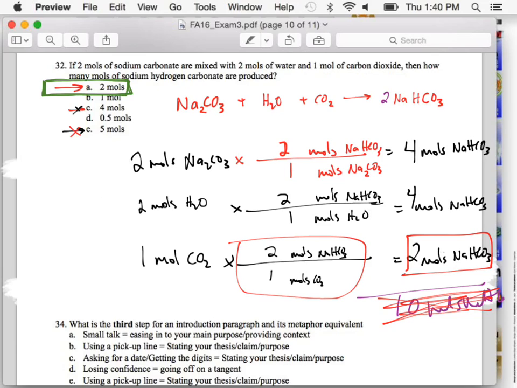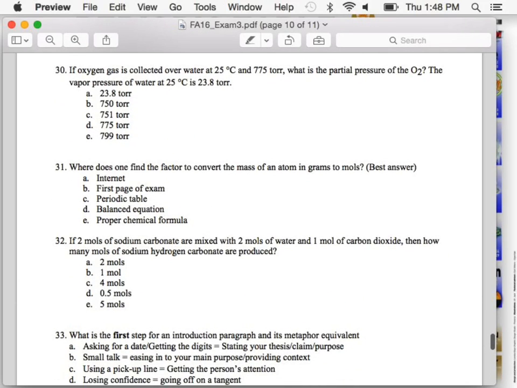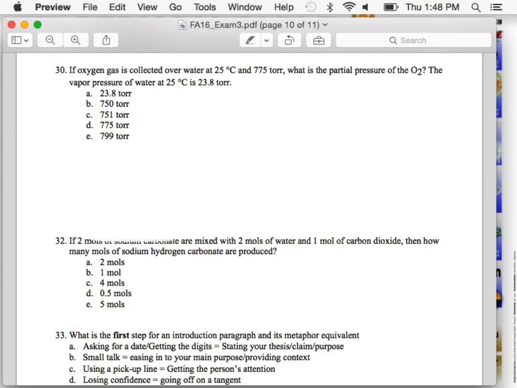Next. Number 12. I heard a 30 and then a 12. And actually in 30, I thought we talked about it. Maybe we didn't talk about it. Now I'm kind of wondering about it. 30 is a Dalton's law. Does that ring any bells?